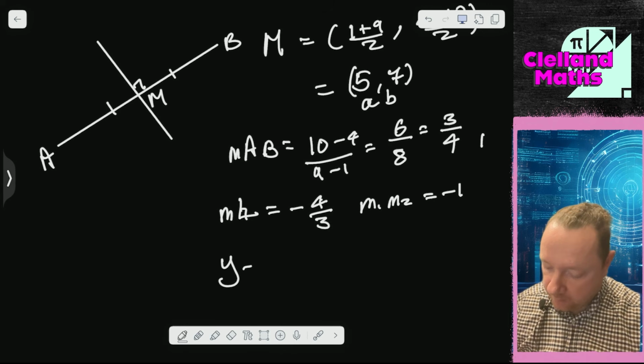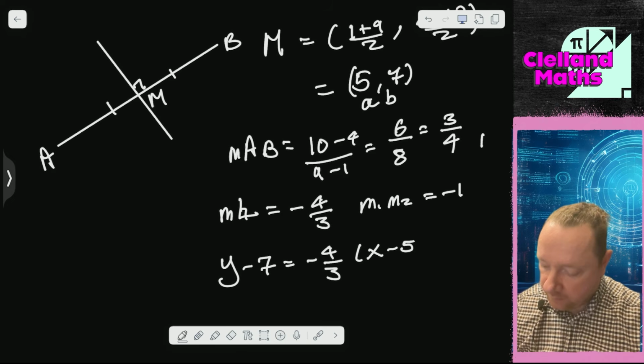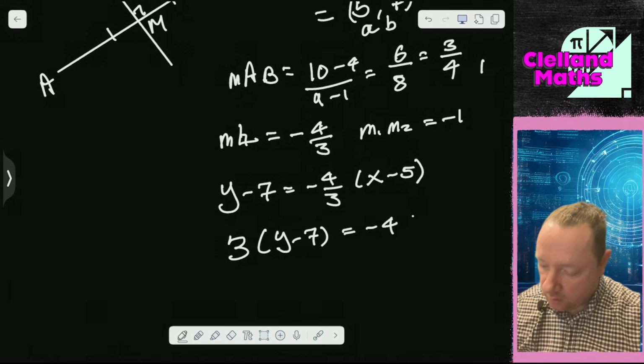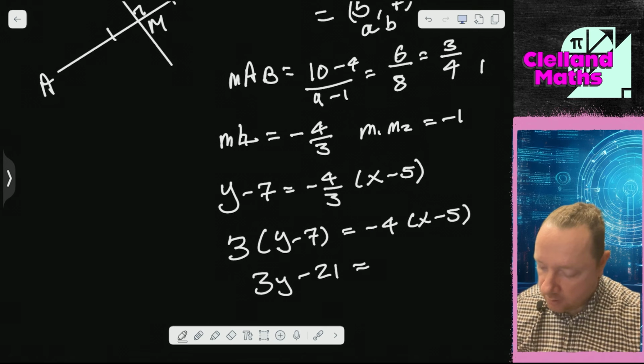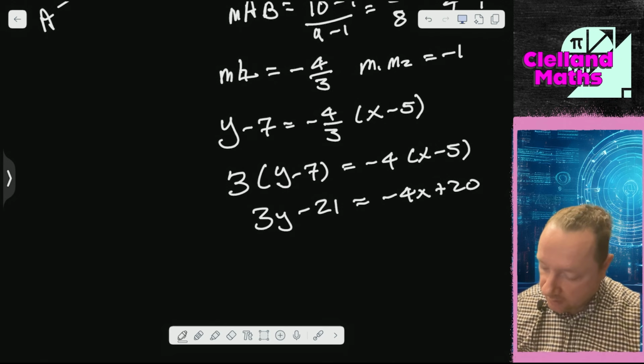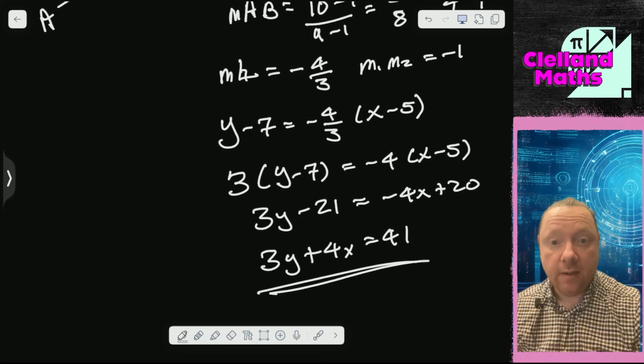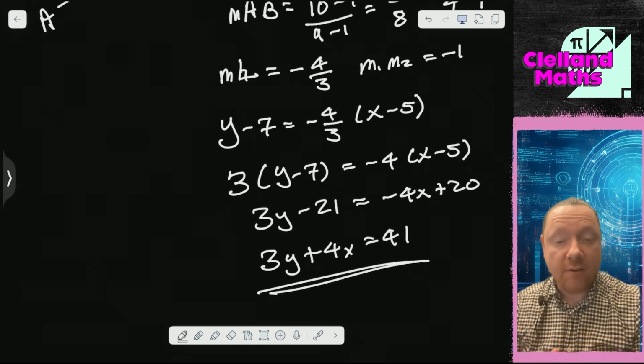So now we can do y minus b equals m, x minus a. 3y minus 7 equals minus 4, x minus 5. 3y minus 21 equals minus 4x plus 20. I'll just move the y's and x's to the same side. 3y plus 4x equals 41. And that seems like a fine answer to me, but there's lots of other ways you can write that. And we're done there. Today we did a masterclass on higher maths straight line.